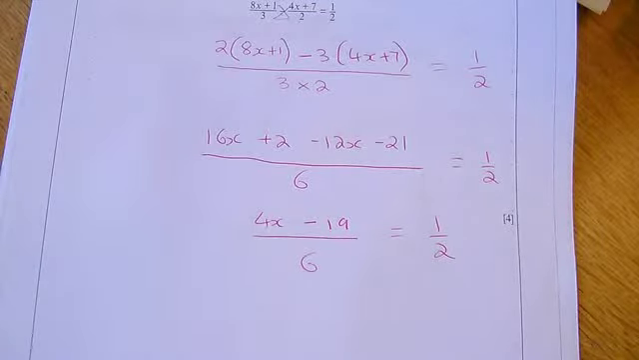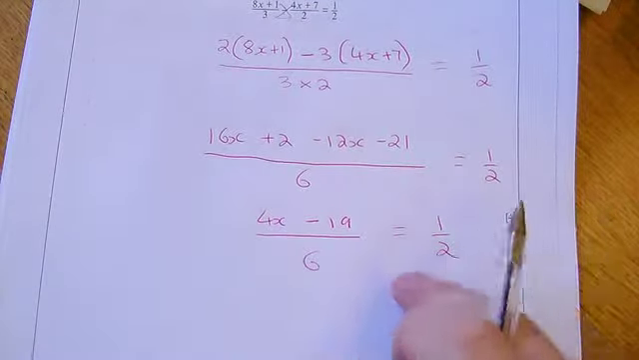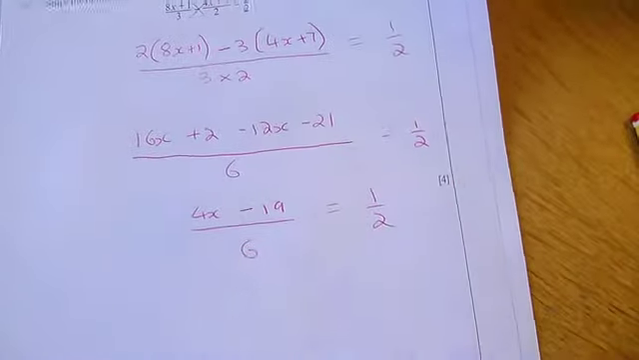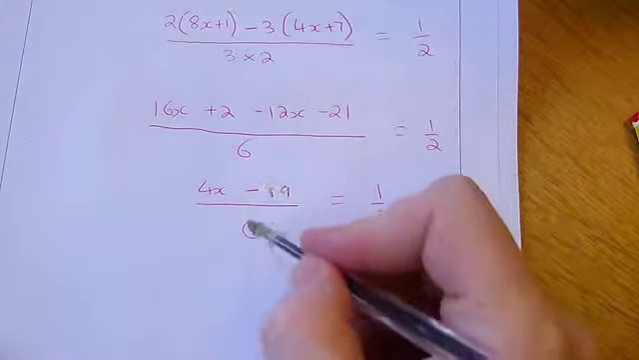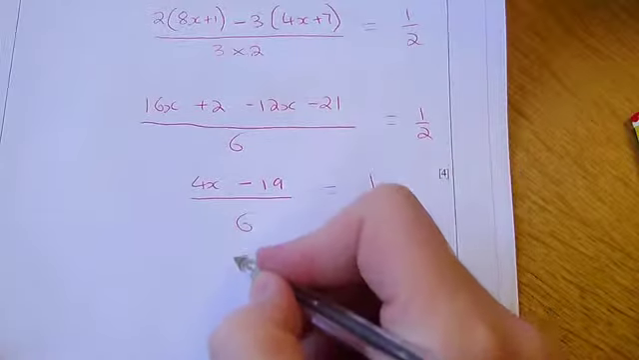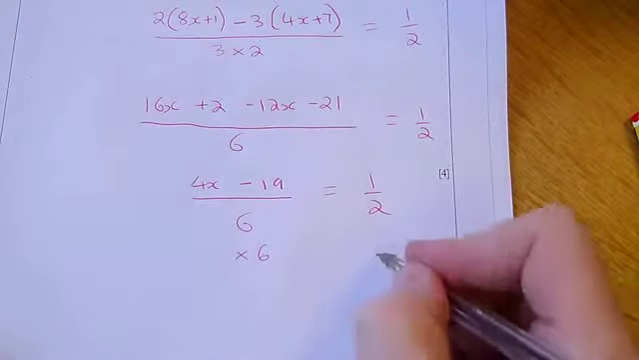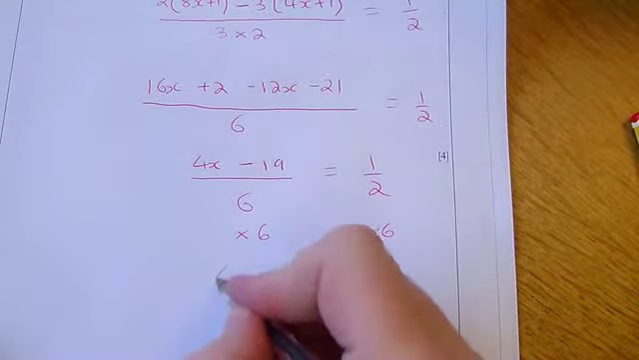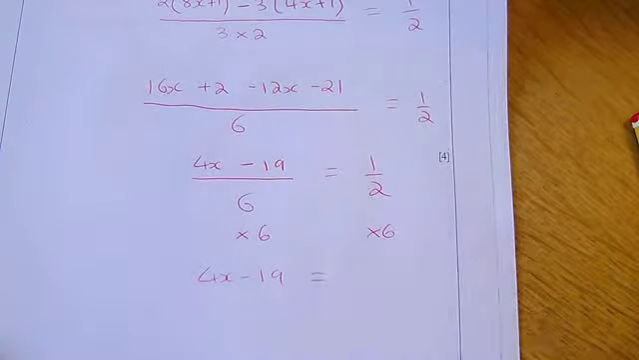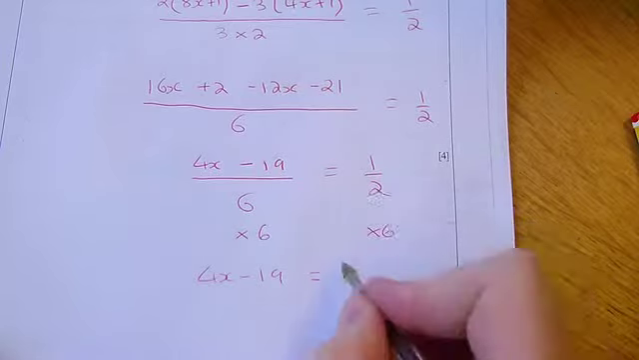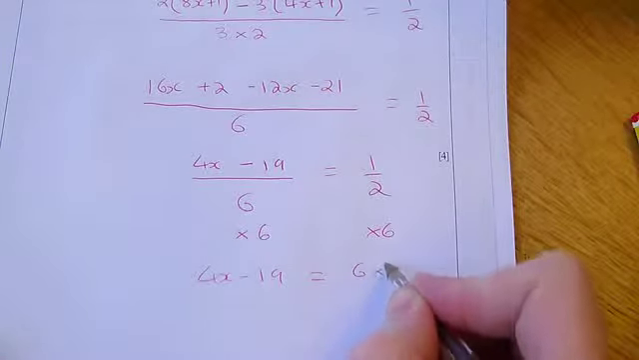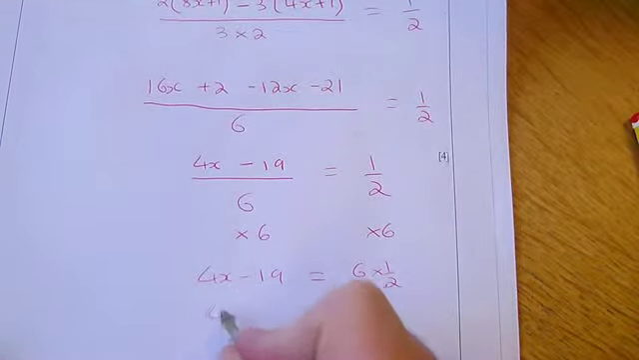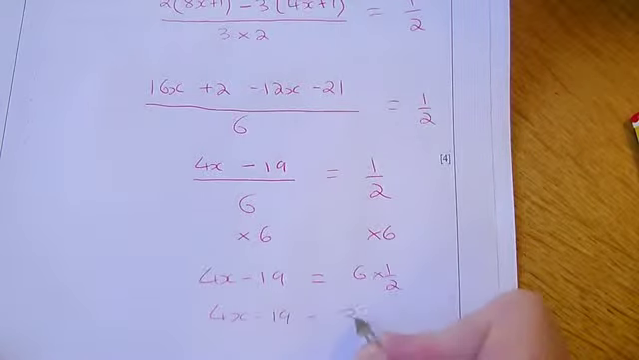Okay? Now what we want to do is put all the numbers over this side and leave everything else over that side. So first thing to stop on this is that divided by 6. If we multiply all this side by 6, we do the same to the other side. That loses the divide by 6 here. A half times 6 is 3. So we have 4x minus 19 equals 3.